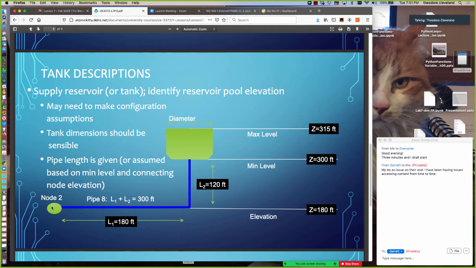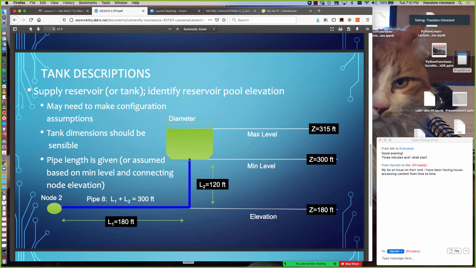So node number 2 is the node that the tank is connected to, and it has an elevation of 180 feet in this picture. And then the minimum level of the tank is specified as 300 feet, or actually 120 feet above the elevation, depends on the software. You have to read which is which. The maximum level is 315 feet.